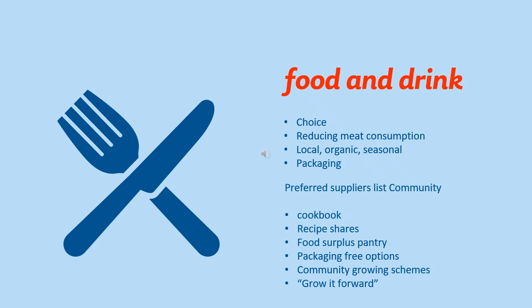When you're considering your food and drink choices, consider how you might be able to source more local, more seasonal produce. When you're offering catering options, you might want to create a preferred suppliers list for people using your venue. And again, you might want to look at creating new activities around food and drink, such as a food surplus pantry or community growing schemes to improve food resilience in your community.